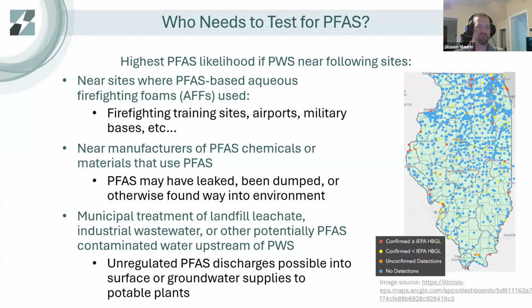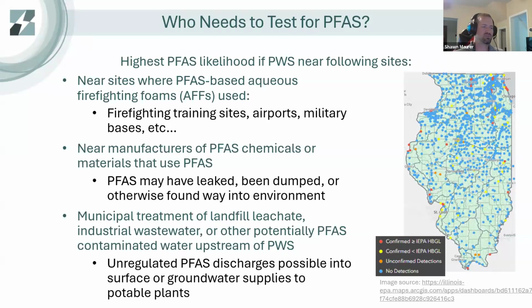If you're near manufacturers of PFAS chemicals or materials that use PFAS, those manufacturing sites may have leaked PFAS materials, may have been dumped out. As part of the manufacturing process, dusts, things like that may have been contaminated with PFAS that then get carried out of exhaust systems. Multiple different ways that PFAS can enter into the environment from manufacturing. So if you're near those sites, probably a good idea to test for PFAS.